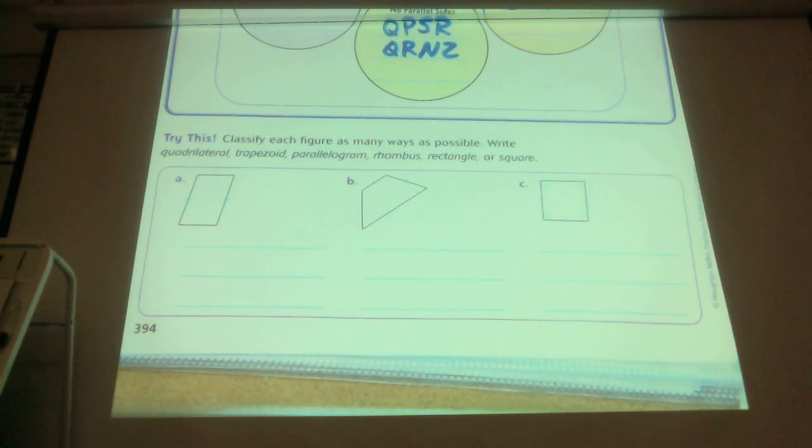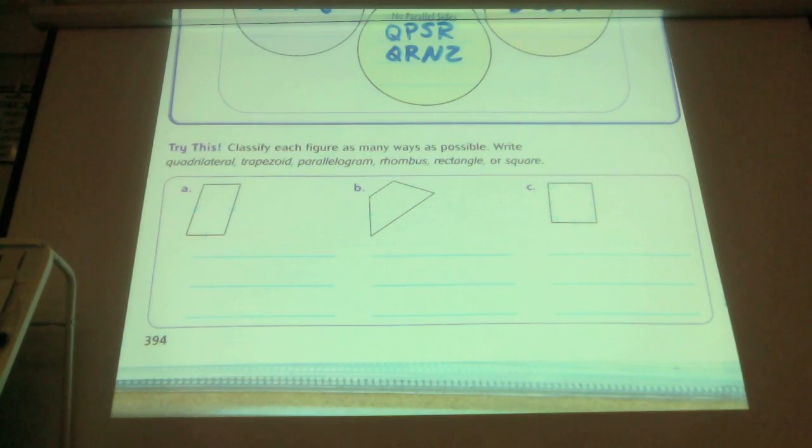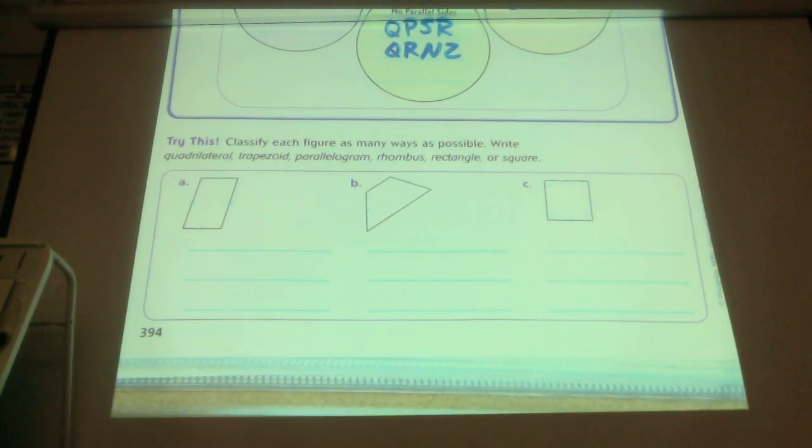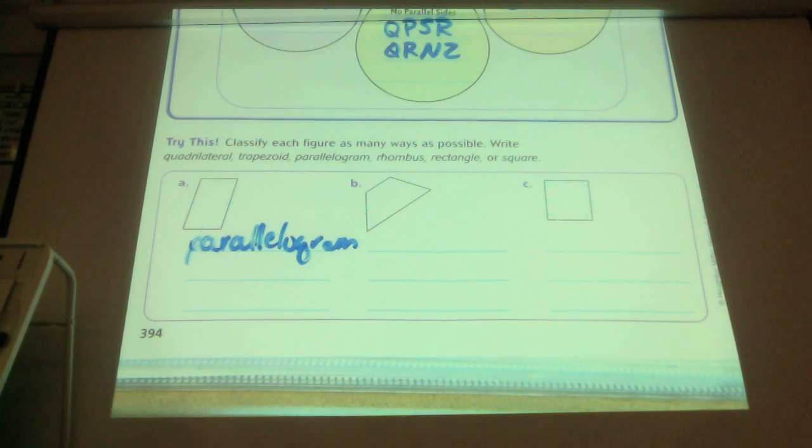So looking at A, I want you to discuss with your partner and list the different ways you can classify A. Who would like to share how they classified this? Why don't you tell me one way you classified A? Okay, Emil. I got parallelogram. Parallelogram? Did we get any other classifications? Nicholas. Quadrilateral. Quadrilateral. How many of you agree with quadrilateral? There you go. It's a quadrilateral because it has four sides and four vertices.